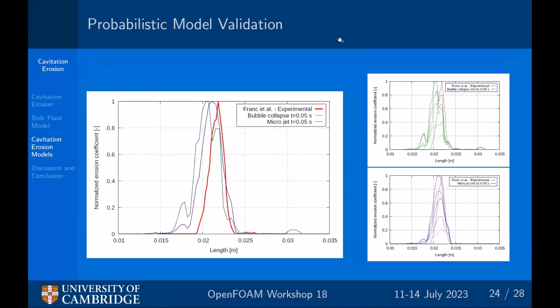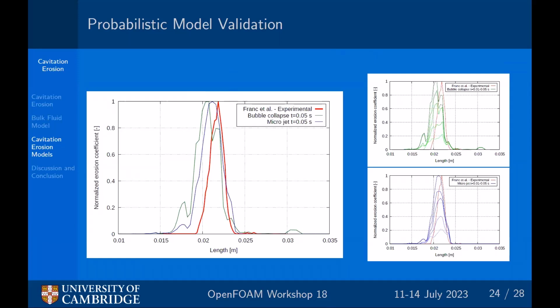Comparing this to experimental results, we can see it's quite a good match. So the red line is experimental results. The blue line is the microjet model, and the green line is the bubble collapse model. So both of them performed well. However, the main issue is you only get a coefficient.